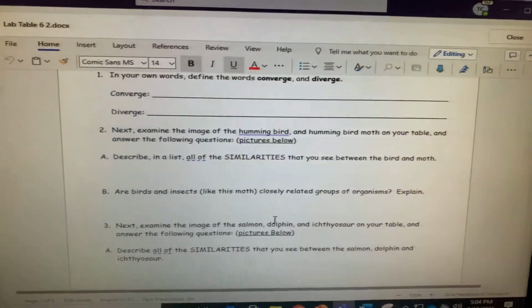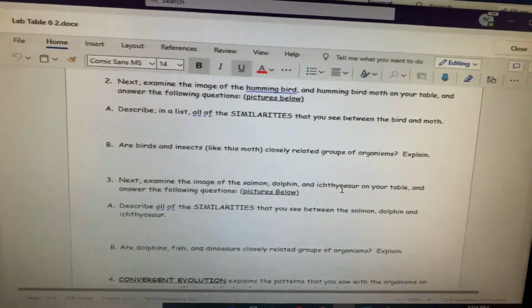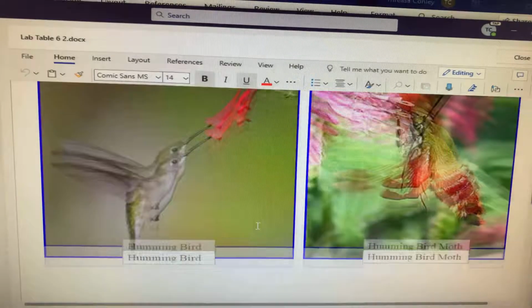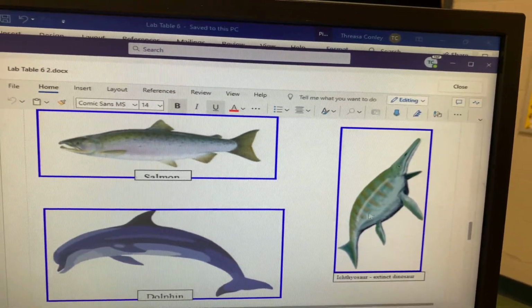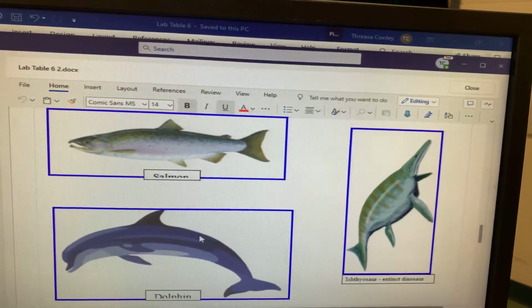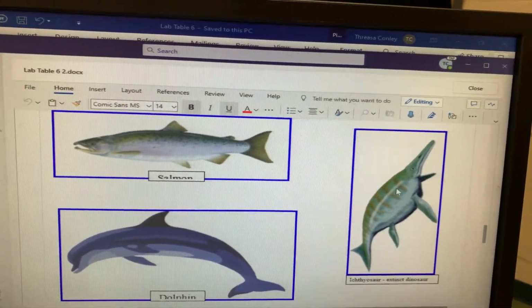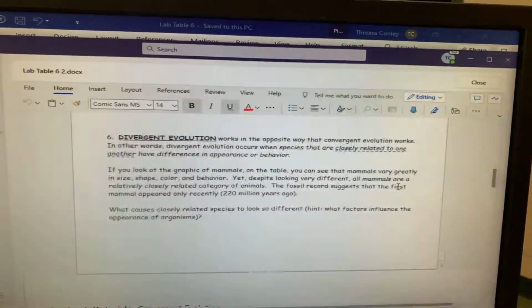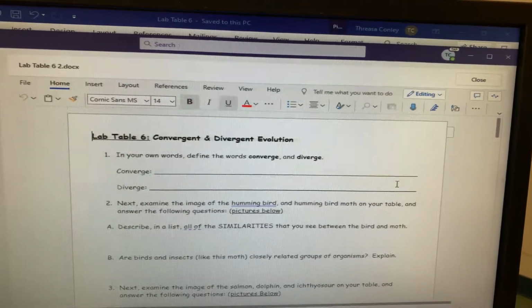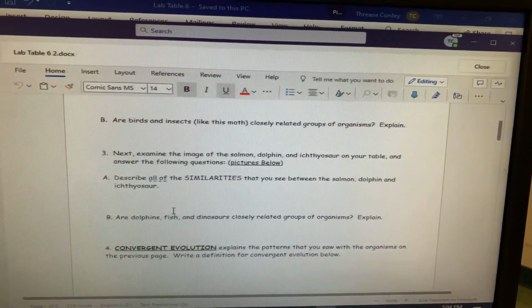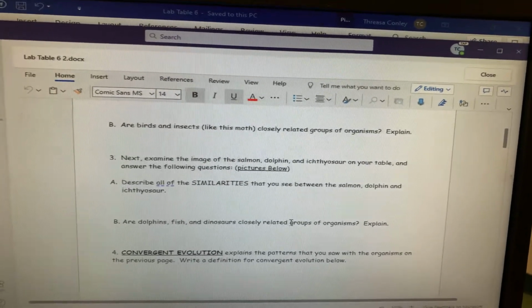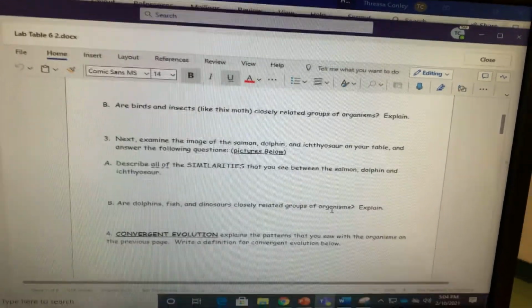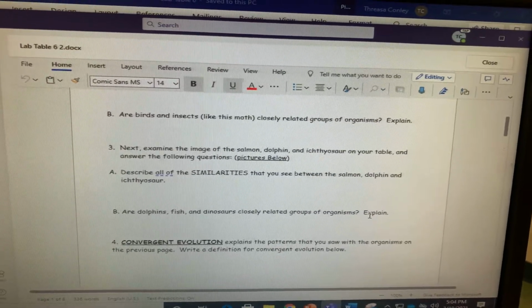And you're going to do the same thing again with the next set of pictures. What do they have in common? This is a dinosaur, an extinct dinosaur. This is a dolphin, and this is a salmon. What do they have in common? You have to list all the similarities. Then, again, do you think they're a closely related group? And explain. The key is explain.